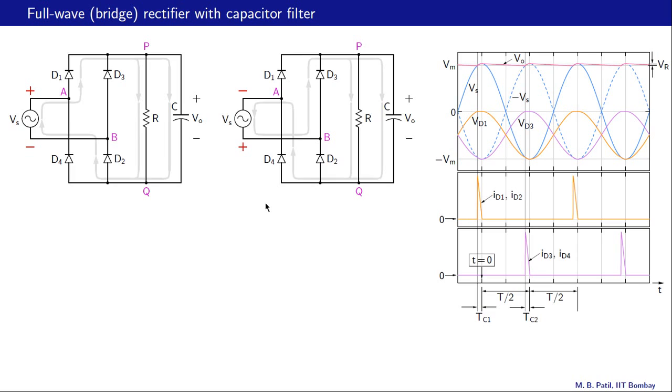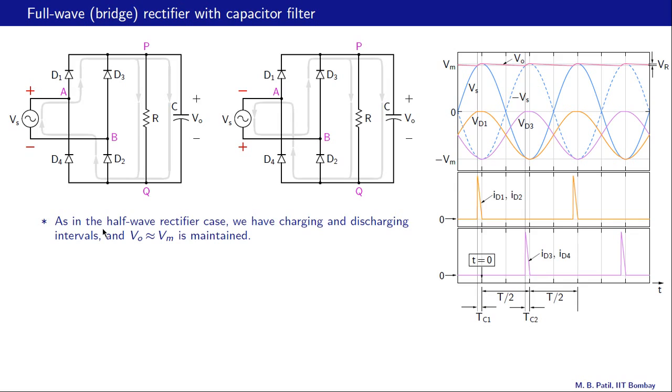We now look at the full wave or bridge rectifier with a capacitor filter, and at this point it may be a good idea to go back a few slides and revise the case of the full wave rectifier without a filter. What we will do now is make a few observations and then take up a numerical example.